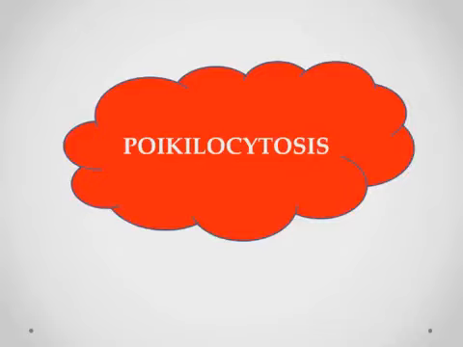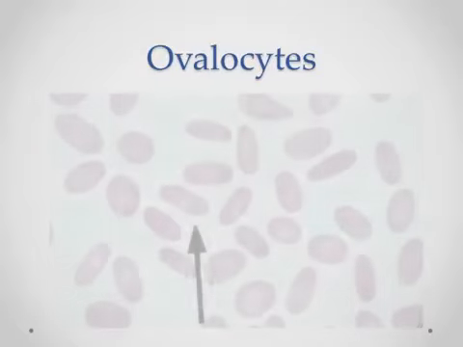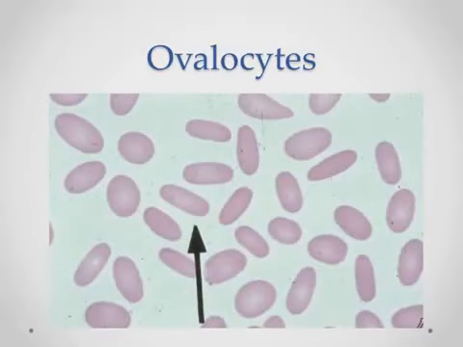Now we will talk about poikilocytosis. What is poikilocytosis? Poikilo means difference in shape, and anisocytosis means difference in size. Here we will focus on poikilocytosis. Let's go. The first slide is what is called an ovalocyte. What is this ovalocyte? An ovalocyte is what we see now.